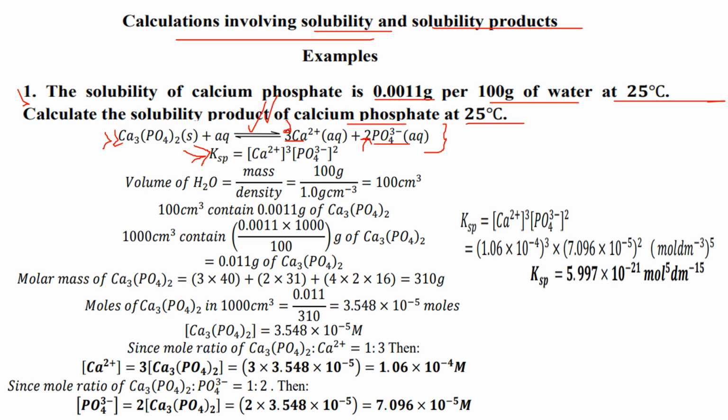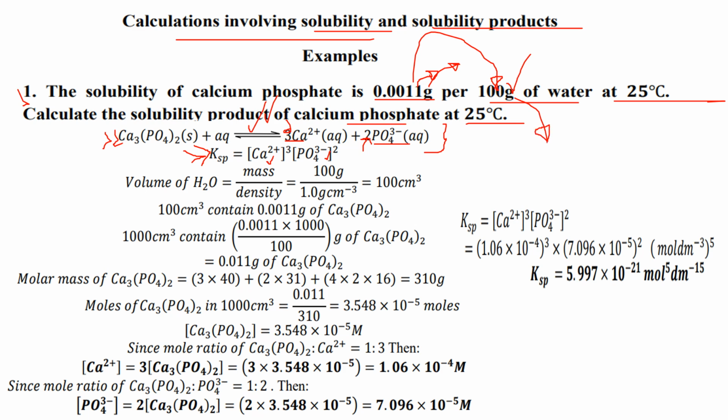Now, we need to determine the molar concentrations of calcium ions and the molar concentrations of phosphate ions. But remember that here we are given mass. So therefore we have to find a way of converting this mass into concentration. But to convert it into concentration we need the volume of water in which it was dissolved. With water they just gave us the mass, that this mass was present in 100 grams of water. So we want to convert these grams of water into volume.